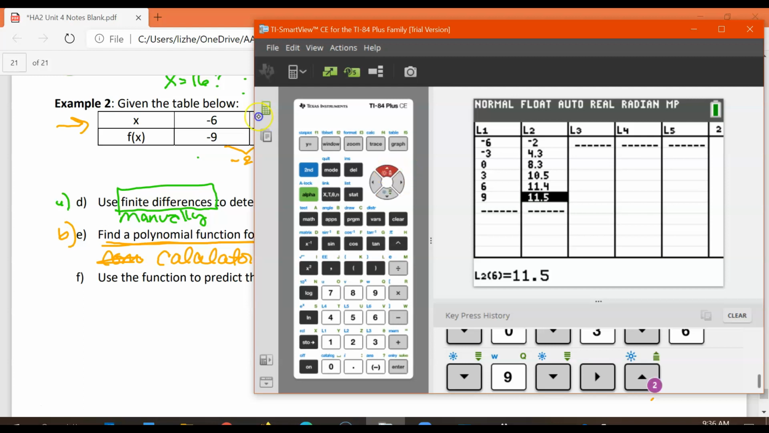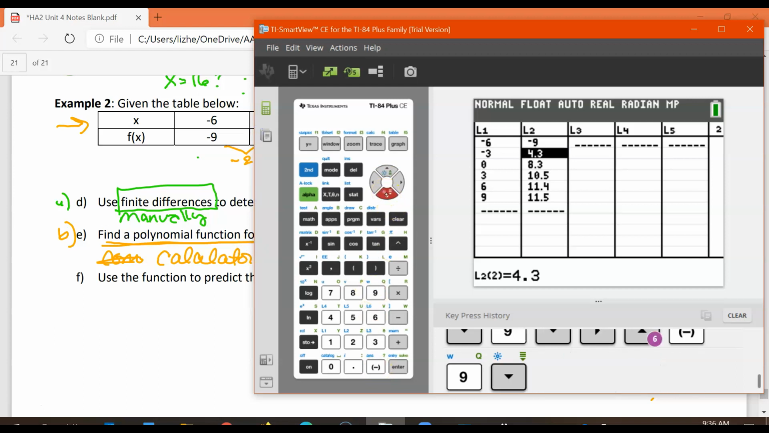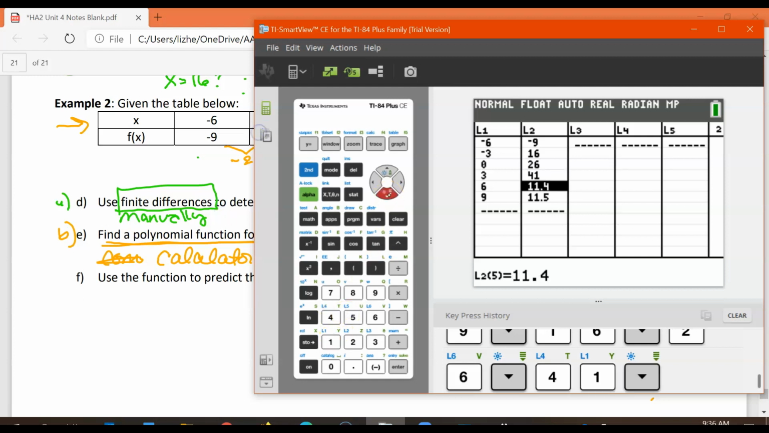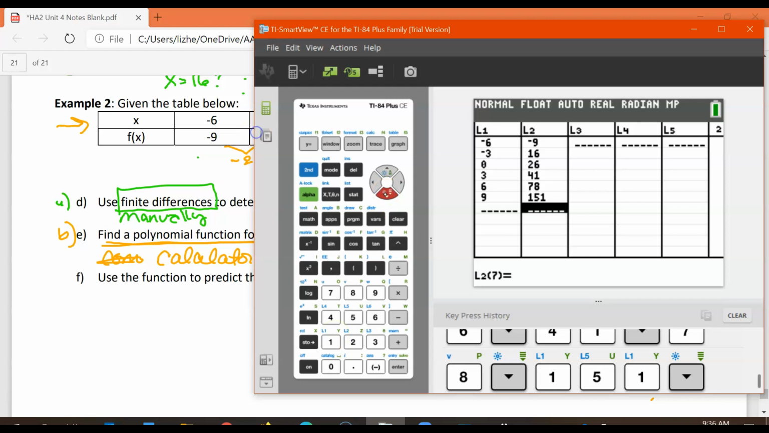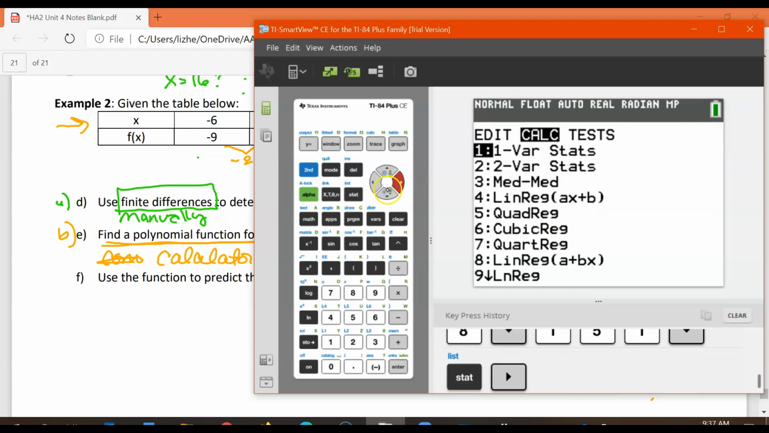Now I go over to my y's, put in my y values. So I have -9, 16, 26, 41, 78, and 151. Make sure all your data is good and accurate. All right, and then we go to stat, but this time we want to go over to calculate. We want to go down to a quartic, which is number 7. I'm going to hit enter.